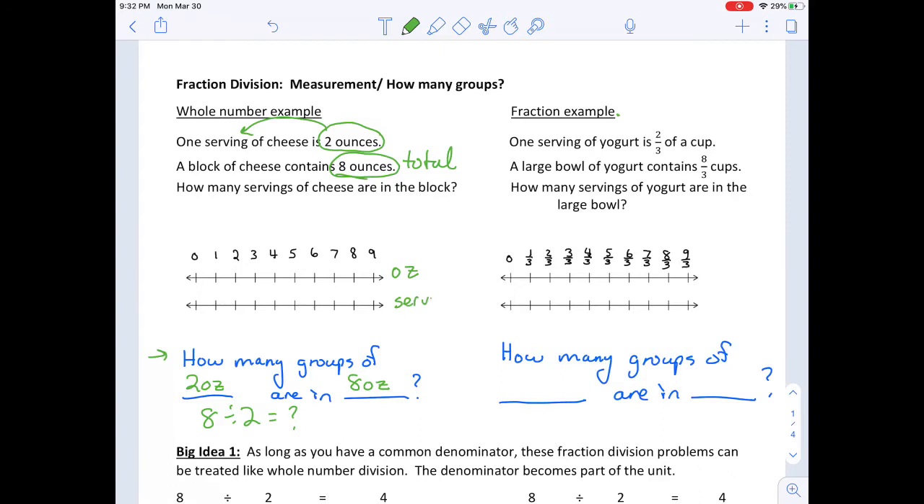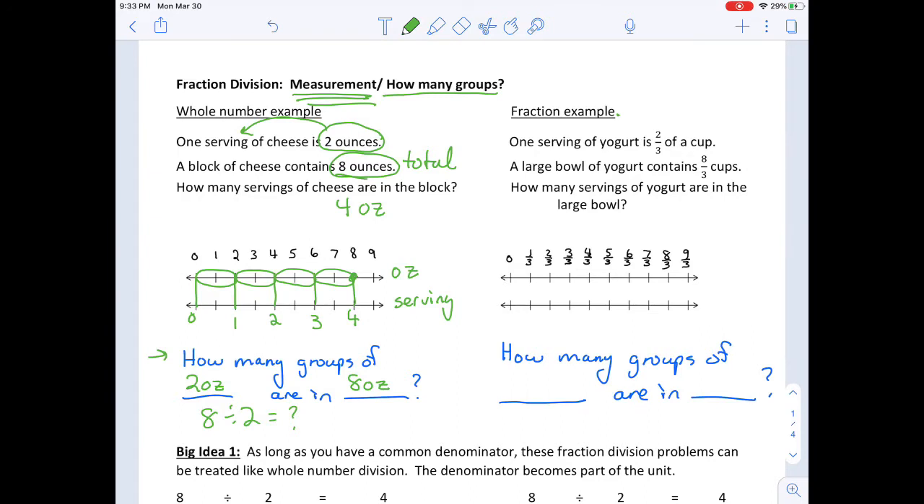So we solve this problem by measuring out groups of 2 ounces to answer the question, how many groups are we measuring out? So here we go. We measure out 2 ounces. Without gaps or spaces, we keep measuring out 2 ounces until we get to our total of 8 ounces. This corresponds to 1 serving, a second serving, a third serving, and a fourth serving. So the answer is 4 servings.